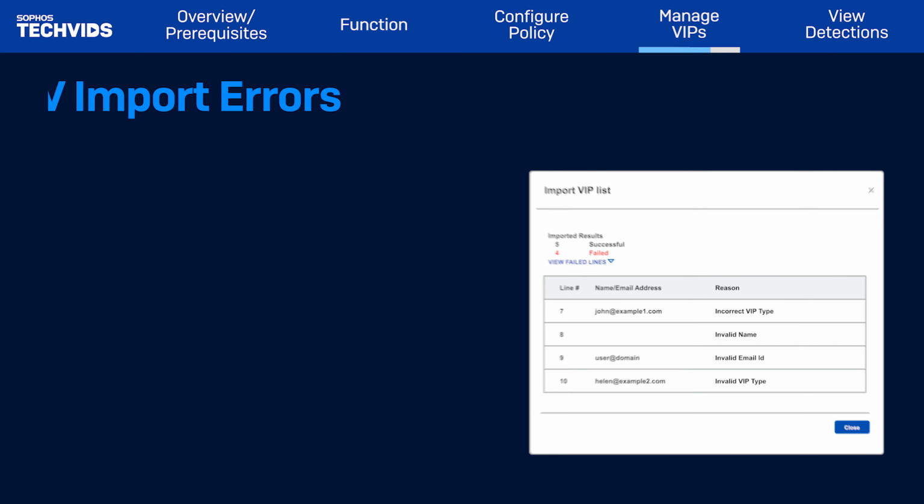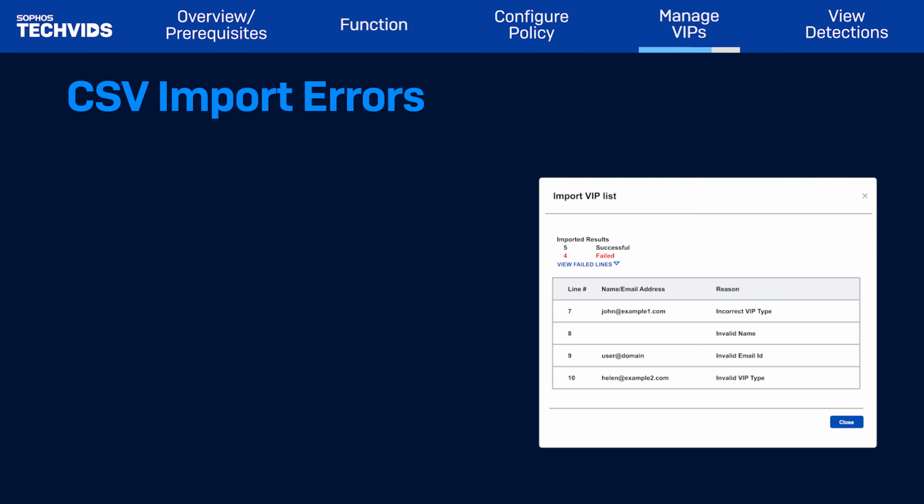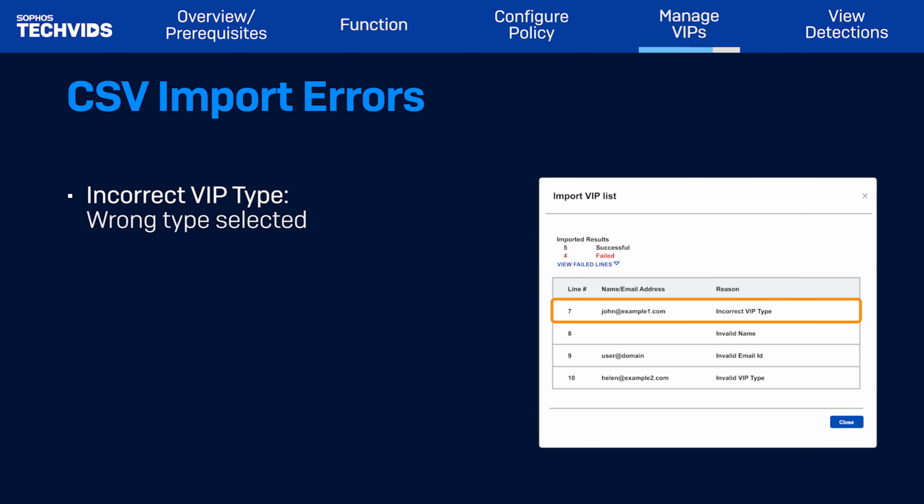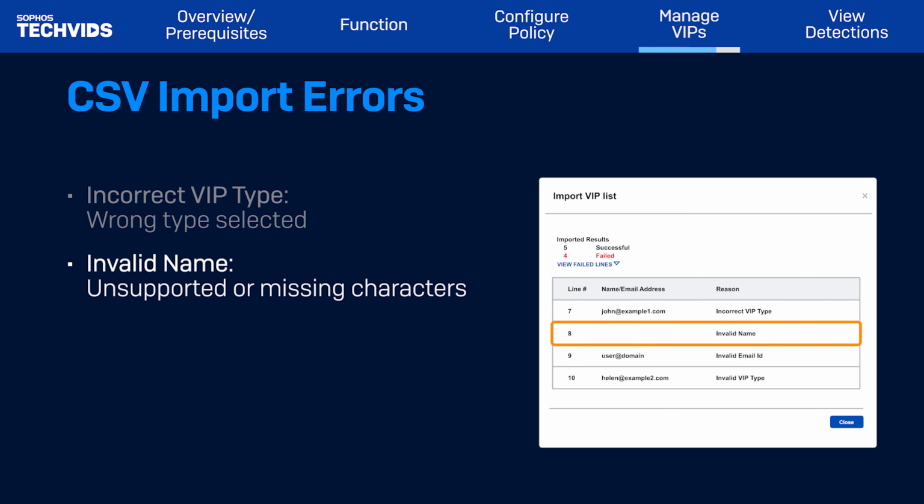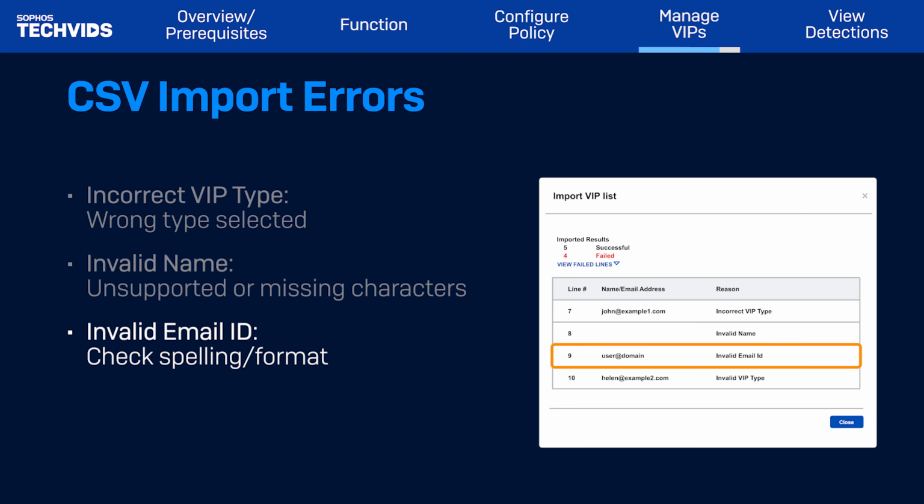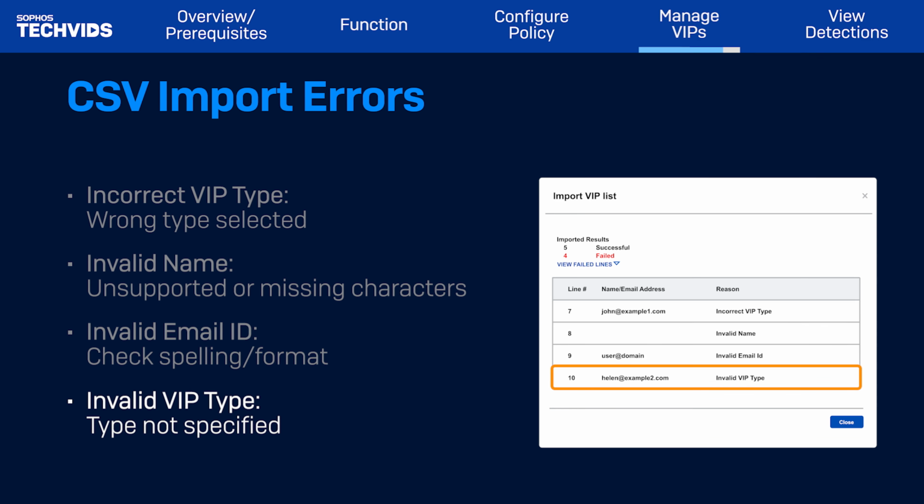If any issues are found during the CSV import, they'll be displayed. Incorrect VIP type refers to an internal user that was added as external or vice versa. Invalid name indicates the entry contains unsupported characters or is missing characters. Invalid email ID indicates that you need to check the spelling or format of the email address. And lastly, invalid VIP type indicates that neither internal nor external type has been set for the user.